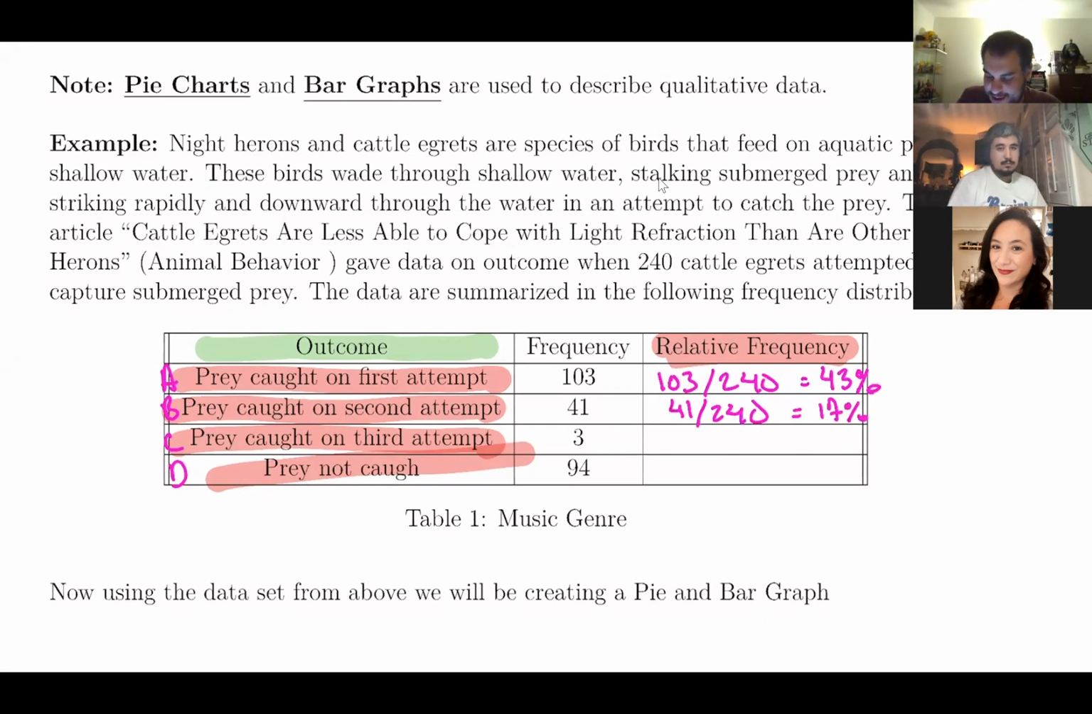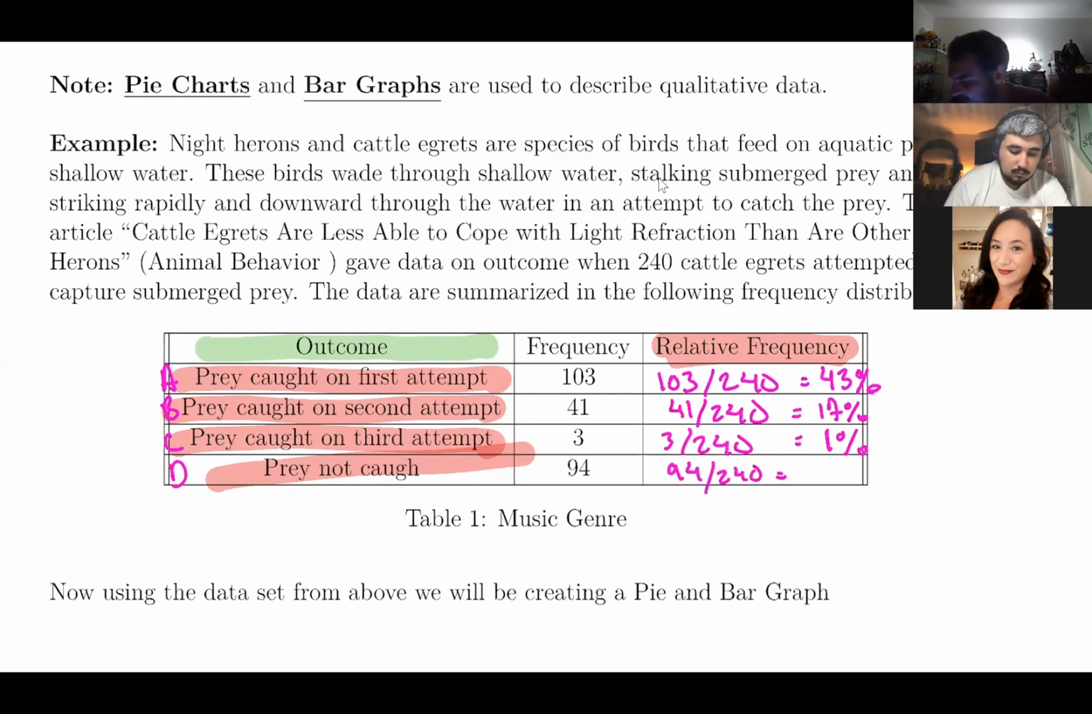Right. So then we're gonna do 3 divided by 240. So say 3 divided by 240, and you roughly get 1% for that one. Lastly, we'll do 94 divided by 240, and you roughly get 39%.